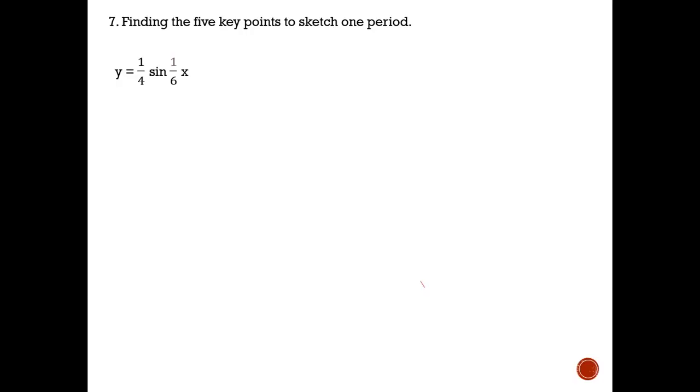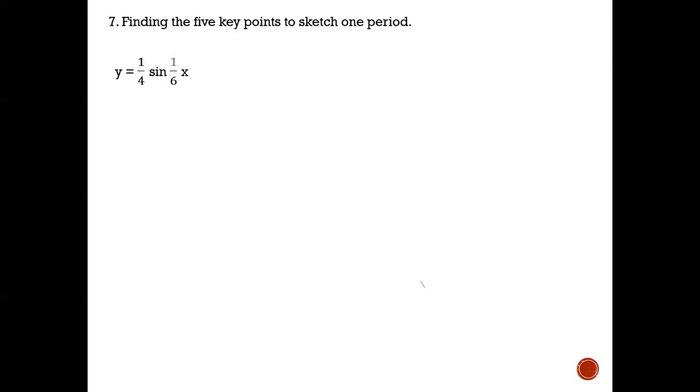All right, let's look at this next example. It says finding the 5 key points to sketch one period of the sine function. So they want me to sketch one period. So one period means only one revolution. So that means from 0 to 2 pi. And they want me to find these 5 key points from my graph.